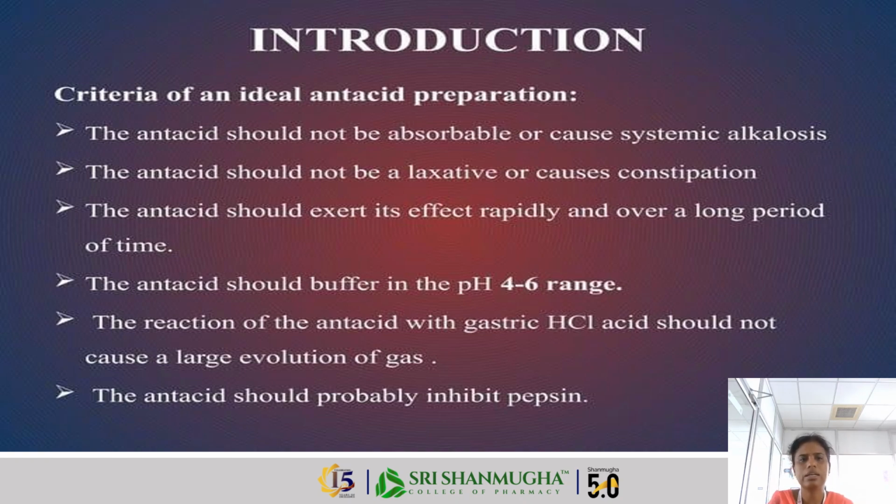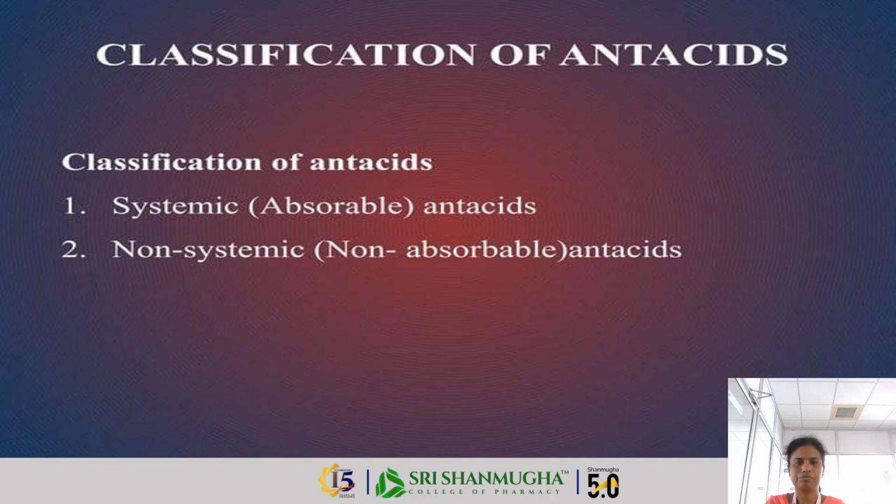Next, what are the criteria of antacid preparations? Antacids should not be absorbable. Antacids should not be laxatives. Antacids should act rapidly. Antacids should buffer in the pH range of 4 to 6. The reaction of antacids with gastric HCl should not cause a large elevation of gas. Antacids should preferably inhibit pepsin.